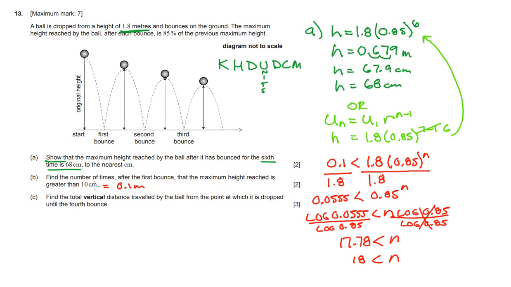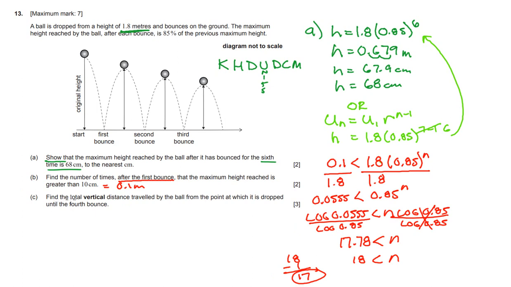But here's the weird part. It says find the number of times after the first bounce. So it's already bounced once. So it's going to bounce 18 total times. So if it's already bounced once, we'd have to do 18 minus 1 to get 17. So it's going to have to bounce 17 times after the first bounce. Why did they give us after the first bounce? I don't know, but we will play their game.